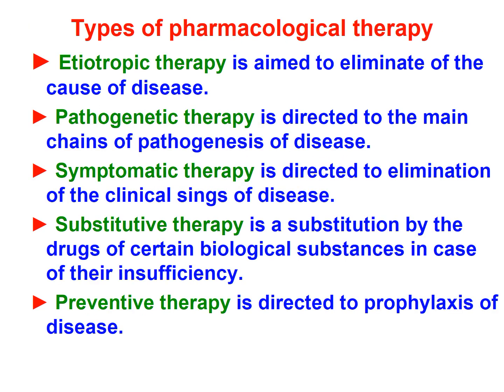And finally, I would like to mention a few words about the types of pharmacological therapy. Every time when we use the drug, we do it for some purpose and we want to achieve some goal. And these goals can be the following. First of all, etiologic therapy. This is the type of pharmacological therapy that is aimed to eliminate, to remove the cause of the disease.